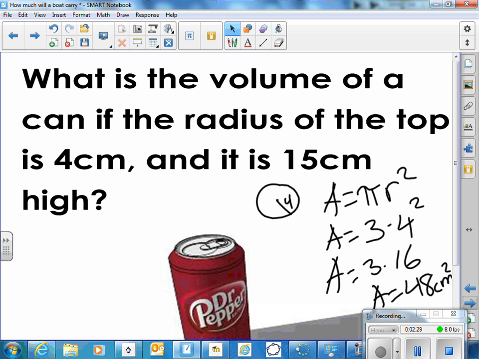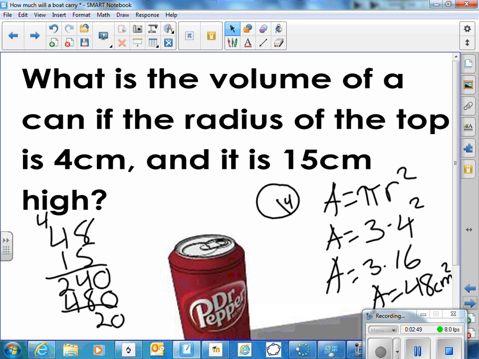Well, if it's 15 centimeters high, then we take our 48 square centimeters times 15 centimeters. 5 times 8 is 40. 5 times 4 is 20. Bring the 4, plus 4 is 24. Move over 1. 1 times 8. 1 times 4. Add them up. 4 plus 8 is 12. Carry the 1. 4 plus 2 is 6. Plus 1 is 7. So 720 cubic centimeters.